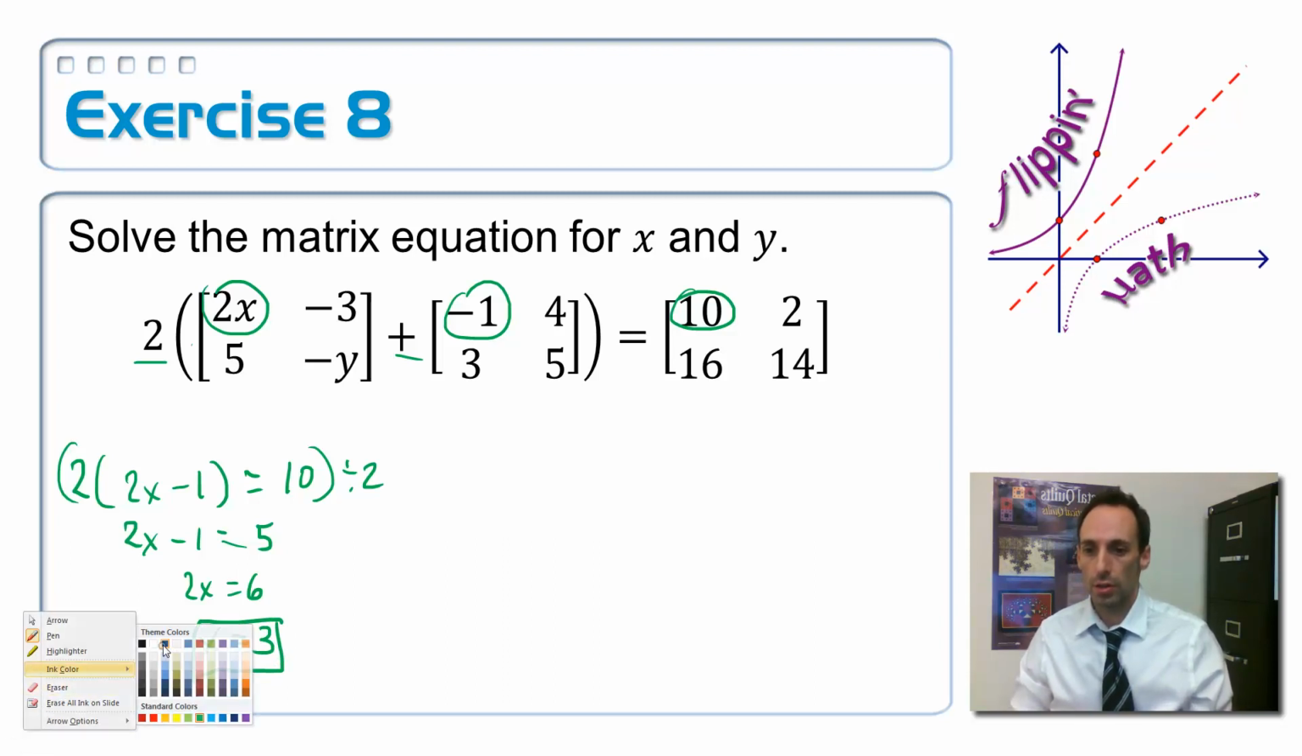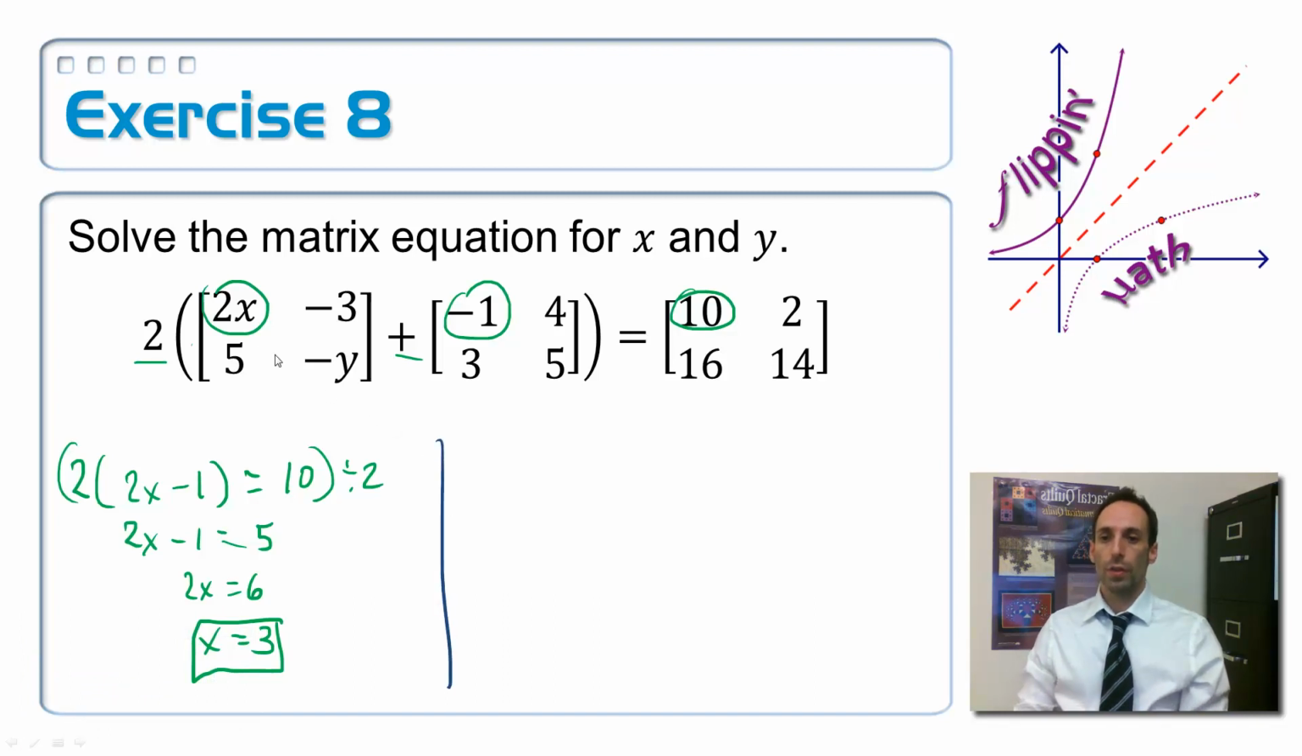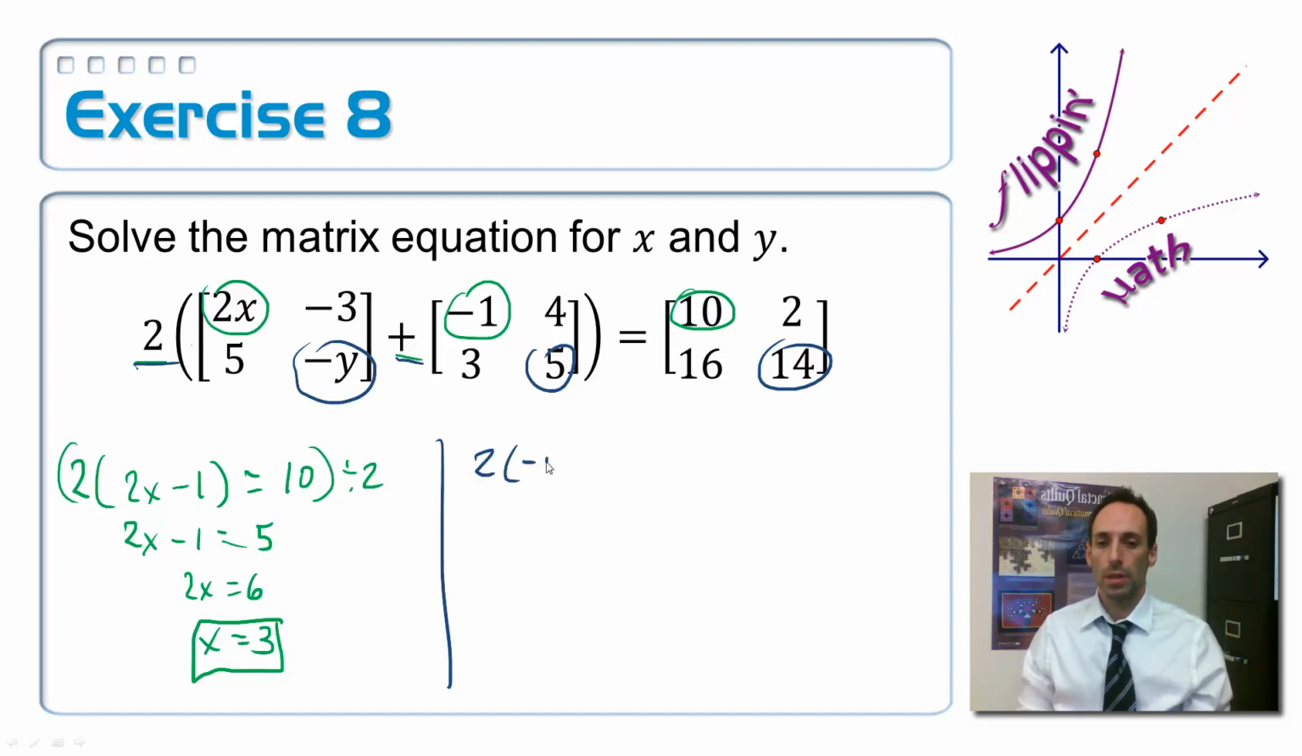Let's change colors here and do the y. So for the y, same exact process. Just match up our elements. So it's going to be the 2 times the negative y plus a 5, and match up the element. It's going to match up with the 14. So write our equation here. I have 2 times negative y plus 5 should be equal to 14.